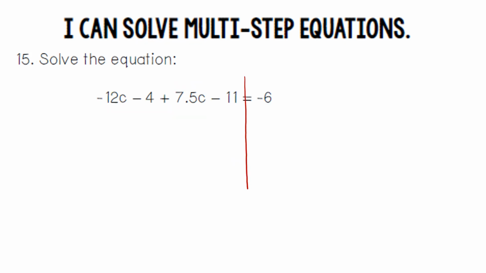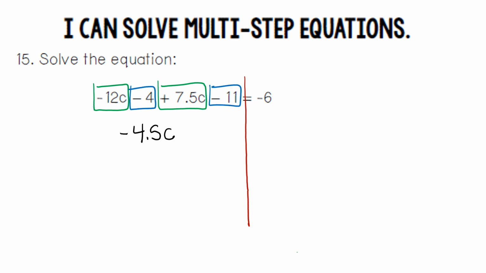For number 15, go ahead and draw your line down your equal sign, and we're going to start by combining our like terms. So we're going to combine our c variables together, the -12 and the plus 7.5. -12 plus 7.5 gives us a total of -4.5, and don't leave off the c variable. We can also combine the whole numbers, the -4 and the -11, because they don't have the c variable. Putting -4 and -11 together gives us a -15, and our -6 stays the same on the other side.